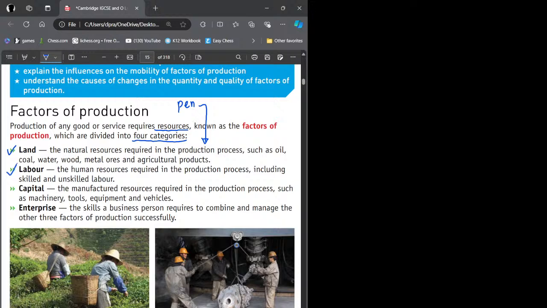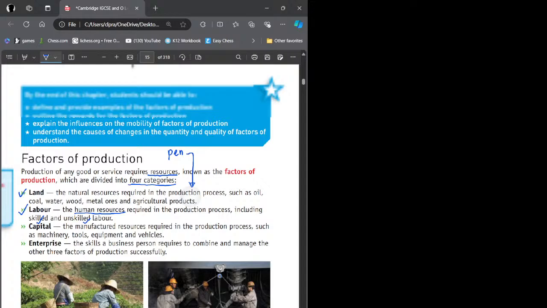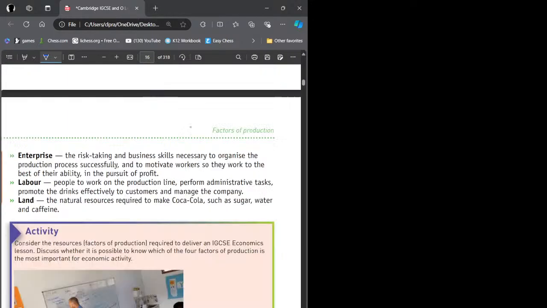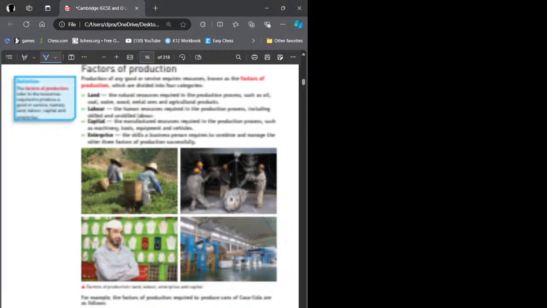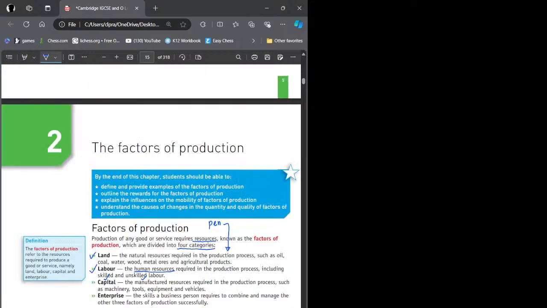Then labor is the human resources required in the production process, which includes skilled and unskilled labor. In fact, let me not go into detail right now. We have a whole chapter dedicated to that, which is workers. So we'll discuss it over there.